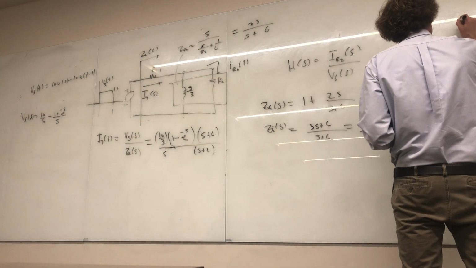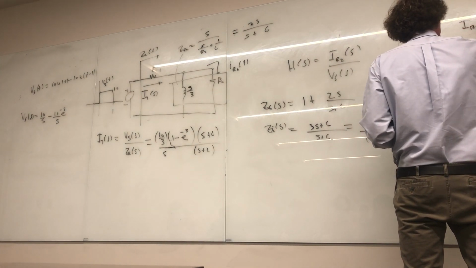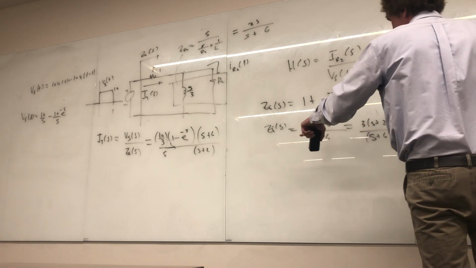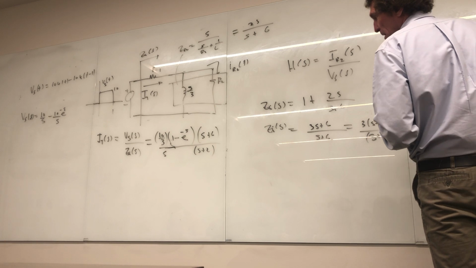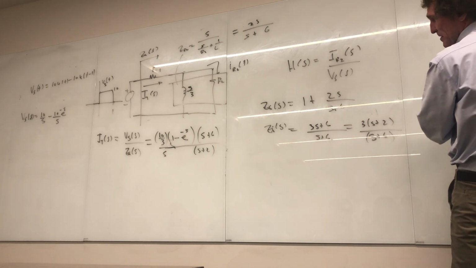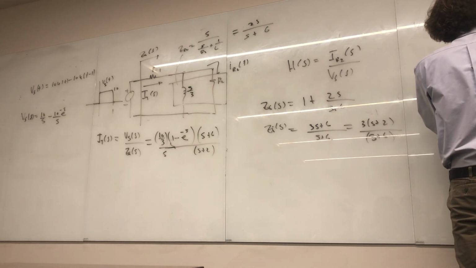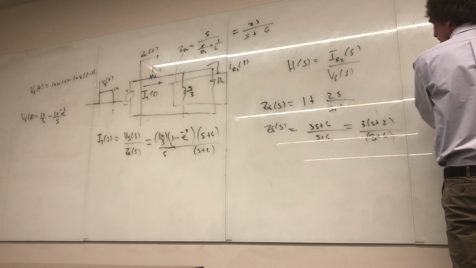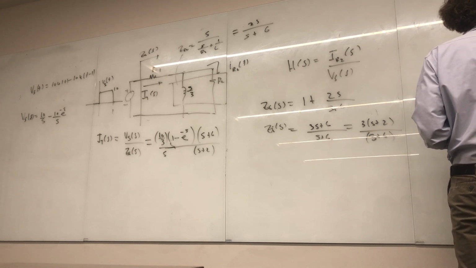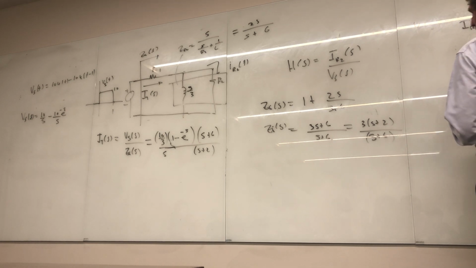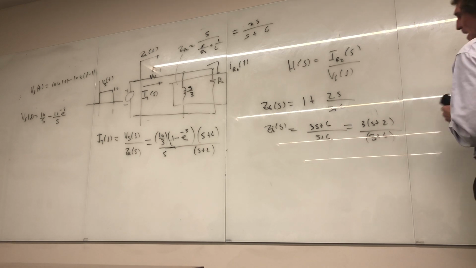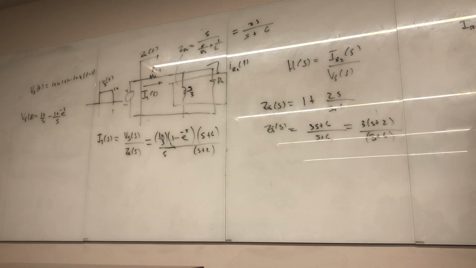IR2 of S is going to be the total current, which is going to be that right there. So let's keep me straight on this one. So I have 10/3. Then it's divided by S. Then it's times S plus 2, right? Then there's an S plus 6 on top. And it's times 1 minus e to the minus S here.